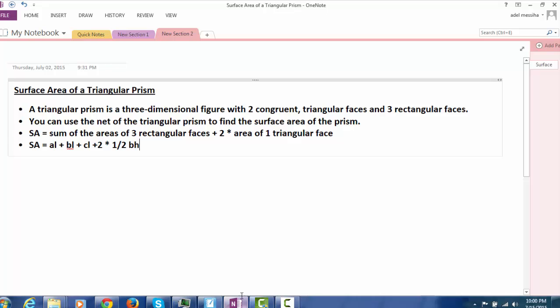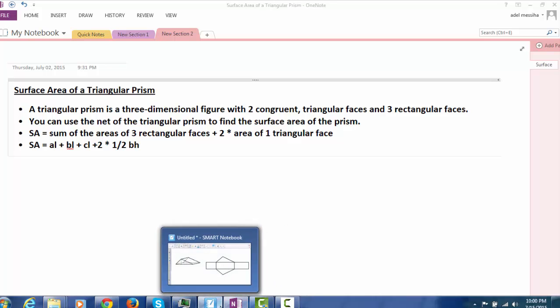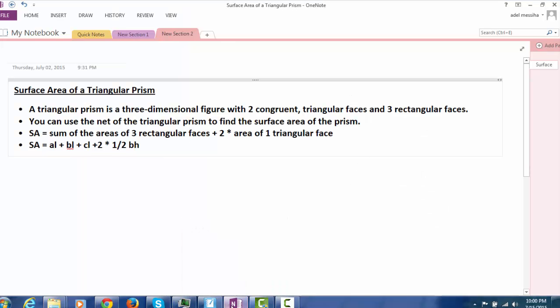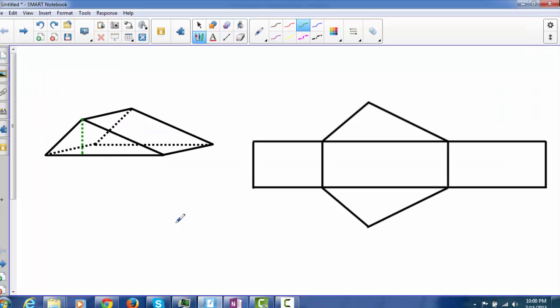This is number 1. Number 2, you can use the net of the triangular prism to find the surface area of the prism. So it's very important to use a net to find the surface area, and this is what we're going to do right now. But before we do that, let's do step by step how we can find the surface area from the net.